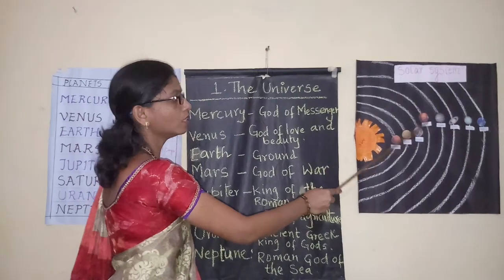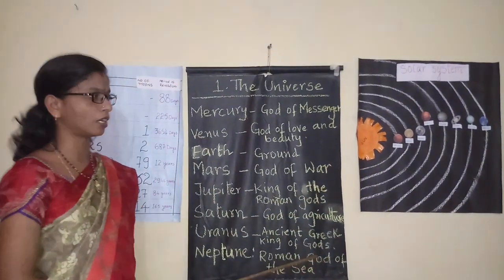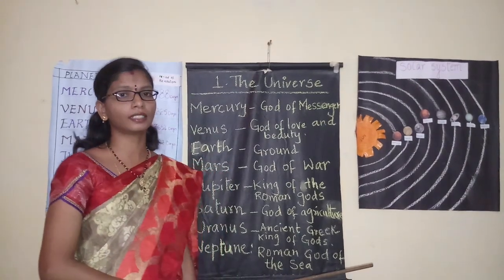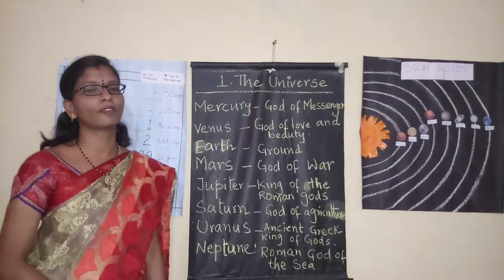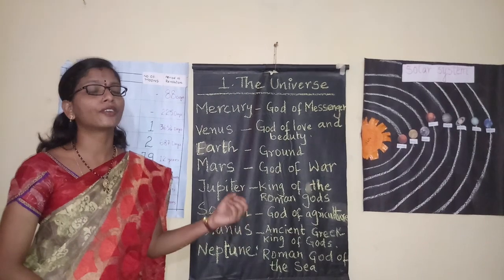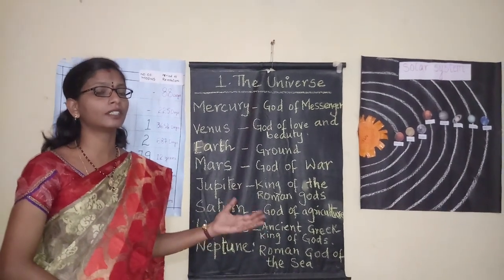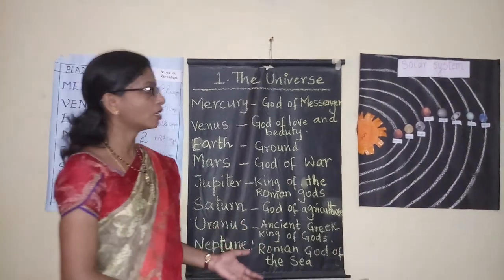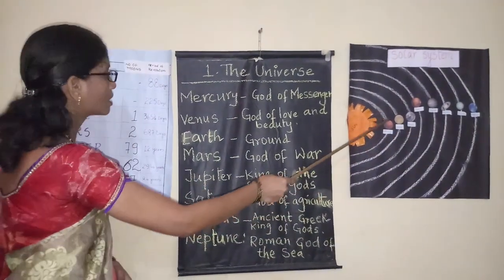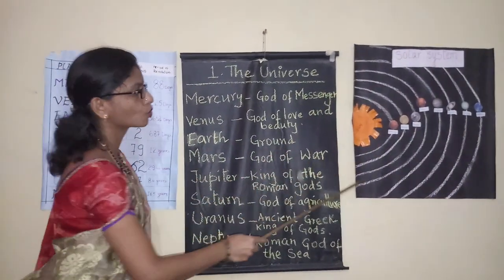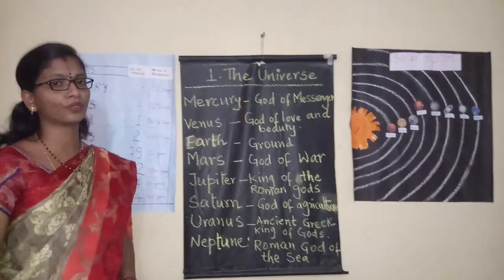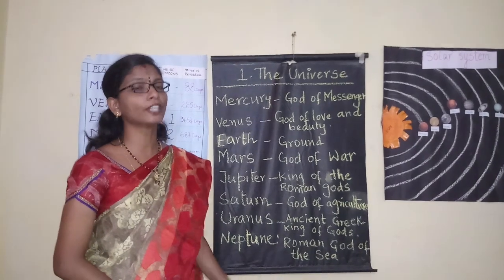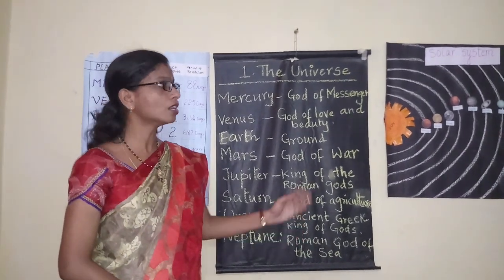Recently it was discovered that the planet Mars has water in the form of ice, and the scientists are trying to discover whether life could be possible now or in the near future. And this Mars takes 687 days to complete one revolution around the sun.